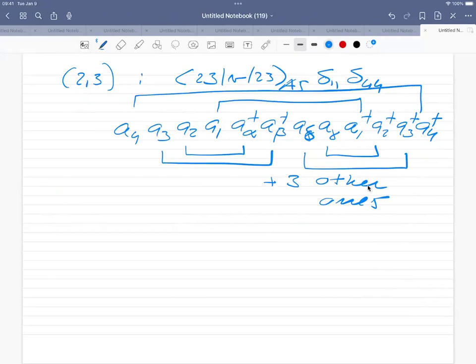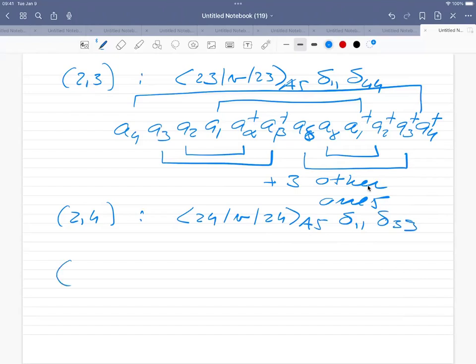And then I can do the same thing with 2 and 4. And that is just going to give me 2 and 4, V, 2, 4, anti-symmetrized. And then I have the Kronecker delta 1, 1 and delta 3, 3. And the final one has simply to be 3 and 4. So that's the final term. And that is given by 3, 4, V, 3, 4, anti-symmetrized, delta 1, 1, delta 2, 2.